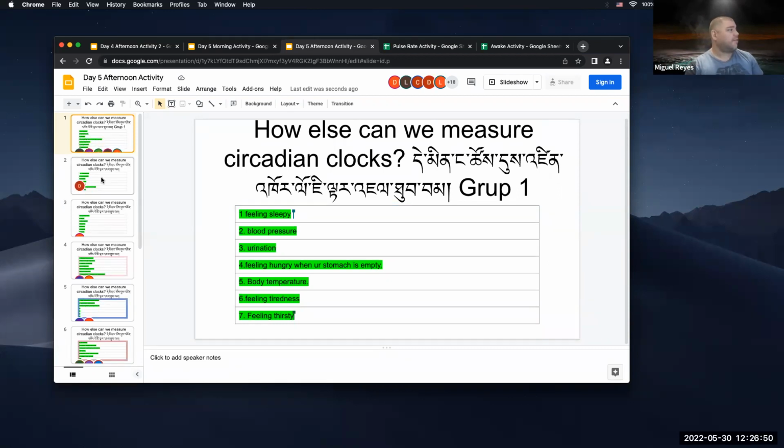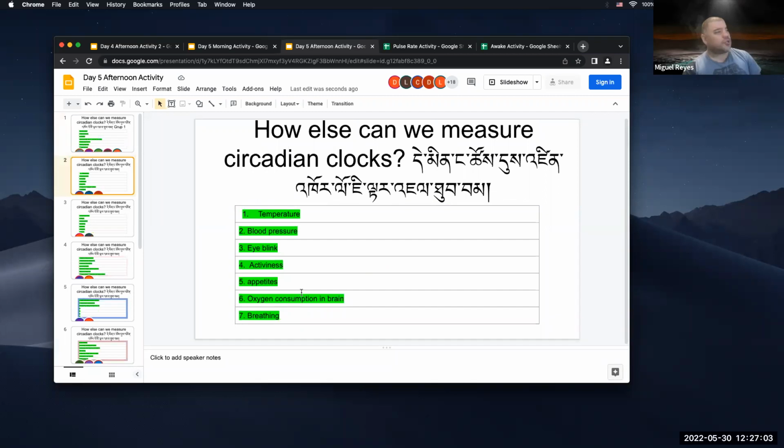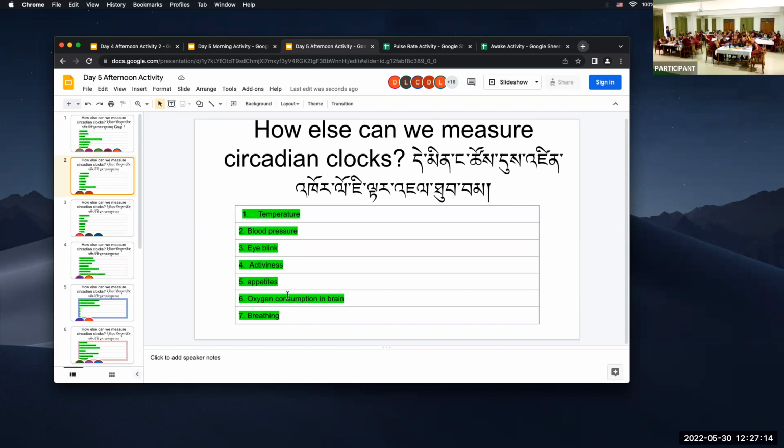I'm going through all the different groups. Thank you. Group two chose oxygen consumption in the brain. That's very clever. That's something that we can also measure. That's the saturation in the brain, certainly.